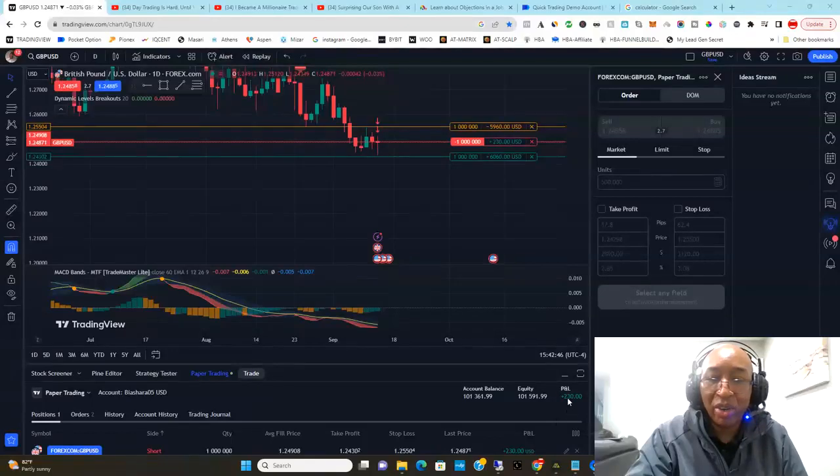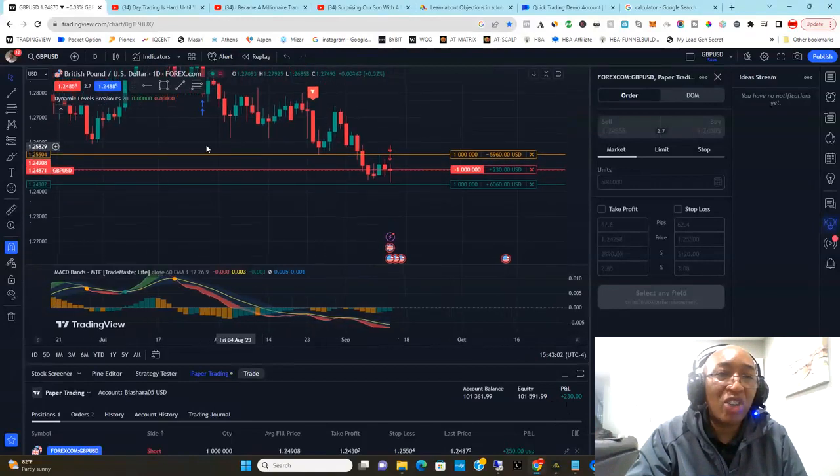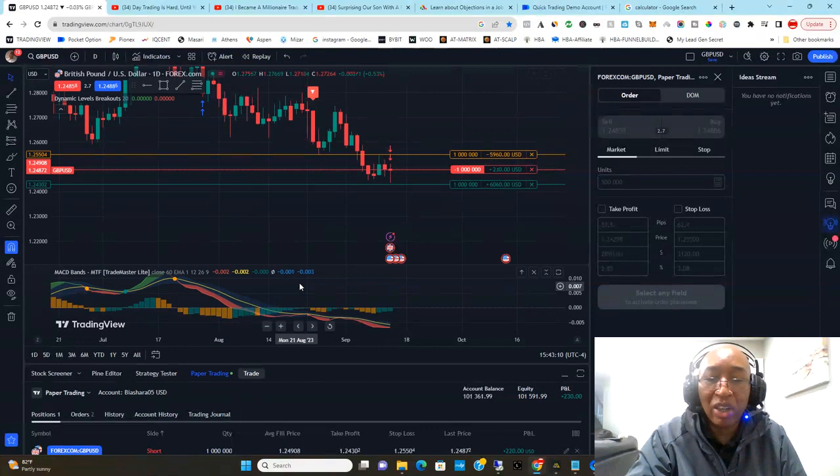Student's account, and you can see she's already up 230 doing this Forex trade here using these free indicators, just two indicators, right? The dynamic levels breakouts and the MACD bands by TradeMaster, just these two indicators. The signal was a sell signal, okay? So we took a short trade just an hour ago, and you can see it is up 240, okay?